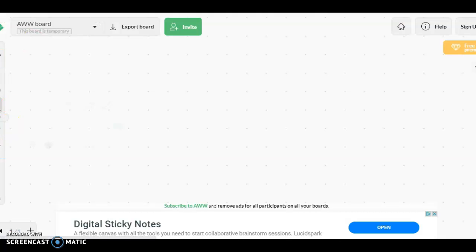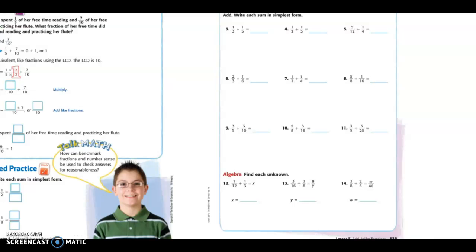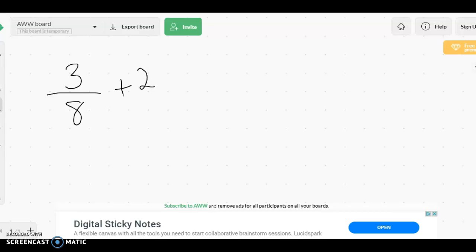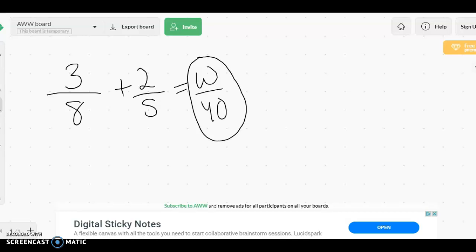Let's go ahead and go back to our board. 3/8 plus 2/5 equals W over 40. So here, it's kind of like they already created our roadmap for us, right? Let's go ahead and proceed as though we don't know, as if we didn't have any of this information, and let's see if we can figure out a pattern.